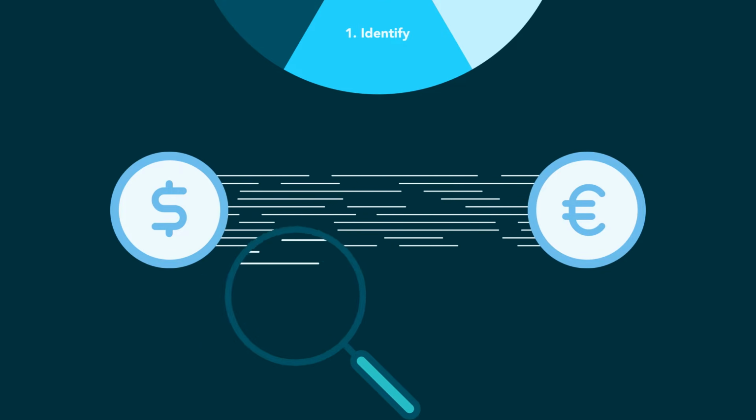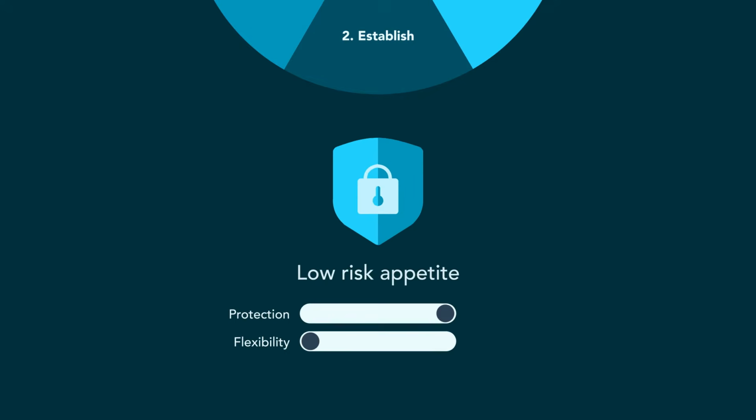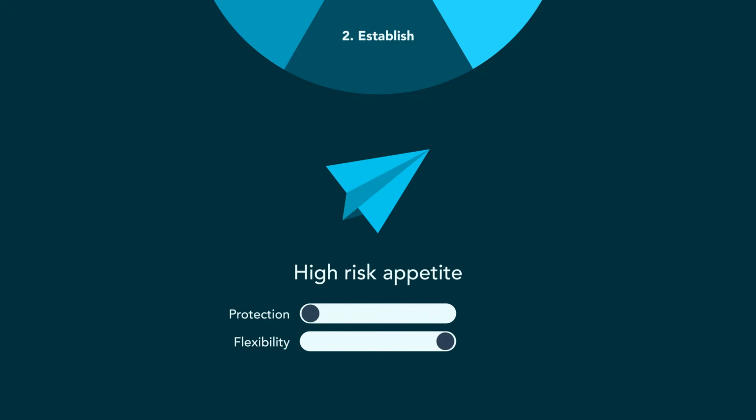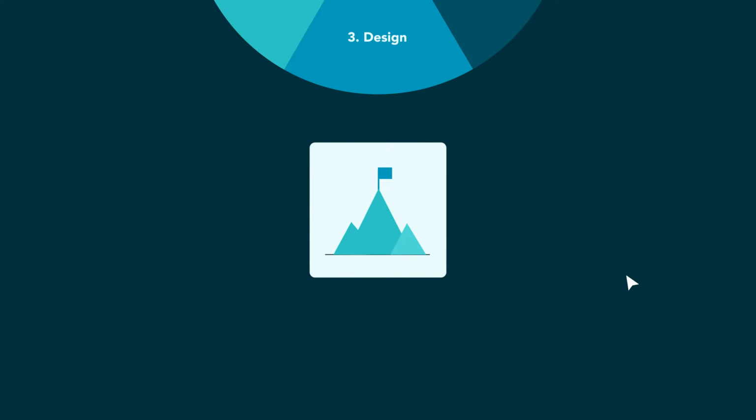Start with identifying your currency exposure and its impact. Set your hedging goals according to your risk appetite. Next, identify the right hedging products and develop a program suitable to your business needs and goals.